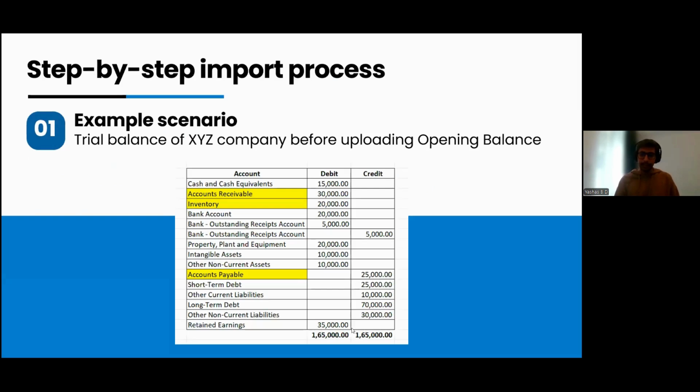So let's take up an example, as I was mentioning earlier also. We have taken up a real-time example for this webinar. So let us imagine that we have a manufacturing company, as I mentioned earlier as well. We have presented the trial balance over here of the XYZ company. This is how ideally, for example, again, I'm mentioning, will be my trial balance.